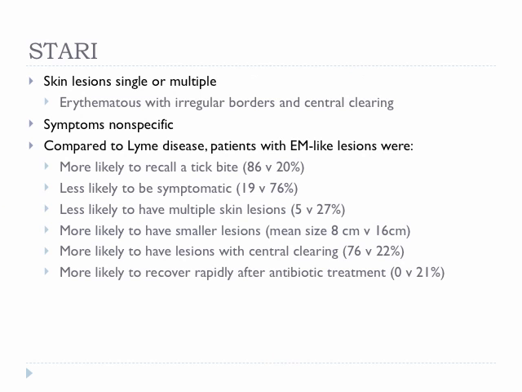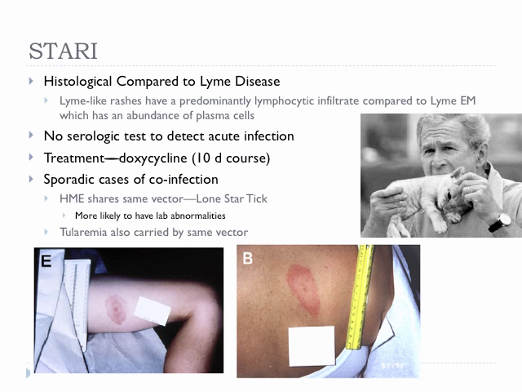compared patients from Missouri and people from New York who had Lyme disease, and comparatively, people with STARI are more likely to recall a tick bite, are more likely to be asymptomatic, more likely to have smaller lesions. The lesions are about 8 centimeters on average compared to 16 centimeters for Lyme disease, more likely to have central clearing, and more likely to recover rapidly after antibiotic treatment. They don't have any long-term sequelae of carditis or musculoskeletal complaints after antibiotic treatment. So histologically, they're very different too.